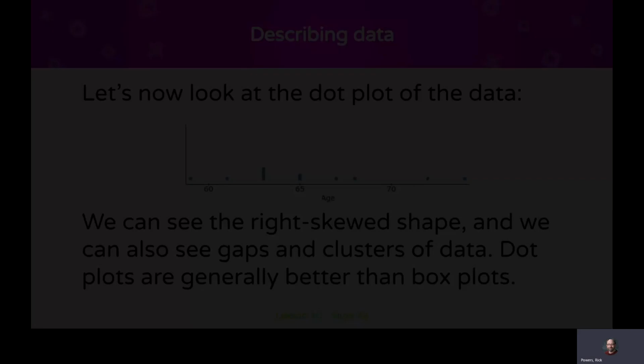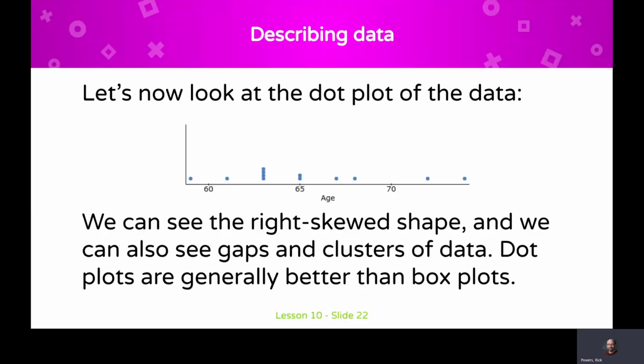Let's now look at the dot plot of the data. We can see the right skewed shape, and we can also see gaps and clusters of data. Dot plots are generally better than box plots.